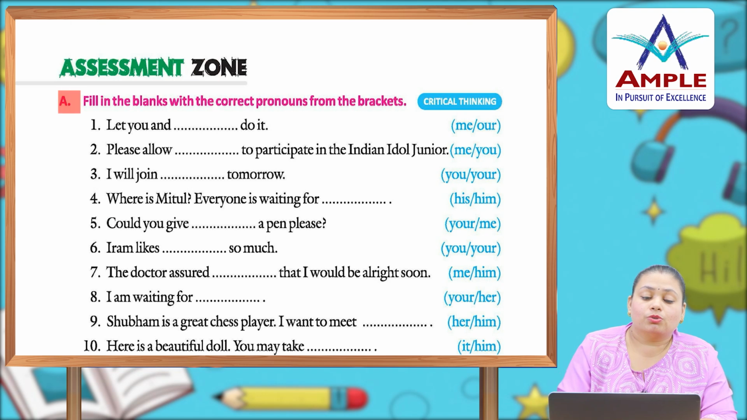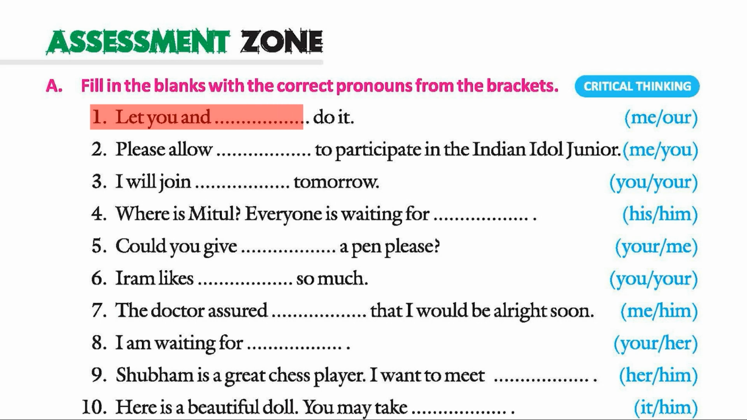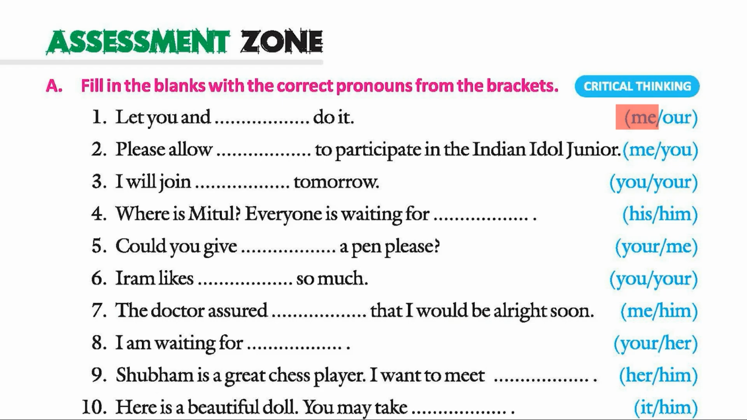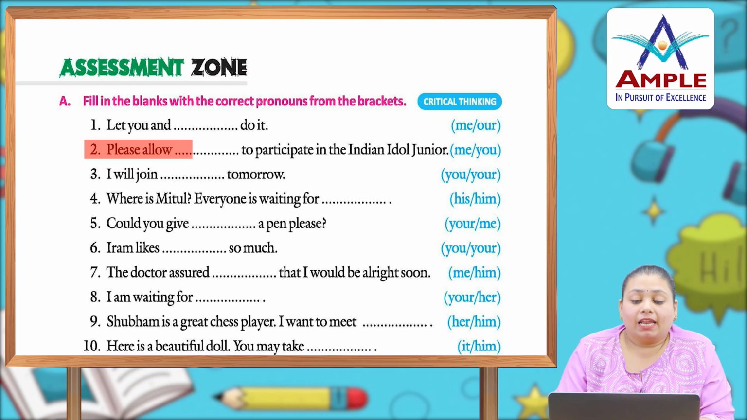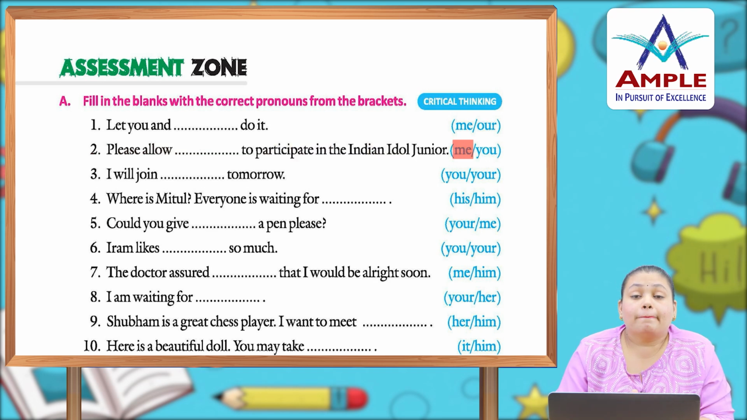Now assessment zone. A. Fill in the blanks with the correct pronouns from the bracket. Number 1. Let you and dash do it. Me or our. It's me. Let you and me do it. Okay. Please allow me to participate in the Indian Idol Junior. Okay. You will use me here.